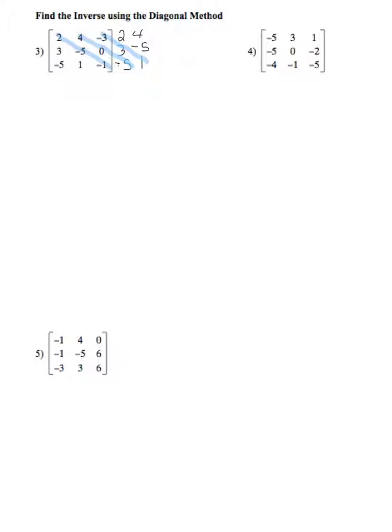Okay, I'm going to multiply all those together and add them up. So this first one is 2 times negative 5 times negative 1. I'm going to add to that the other one, 4 times 0 times negative 5, and then add to that the third one, negative 3 times 3 times 1. So that gives us 10, plus 0, and plus negative 9. So those all add up to basically 1.